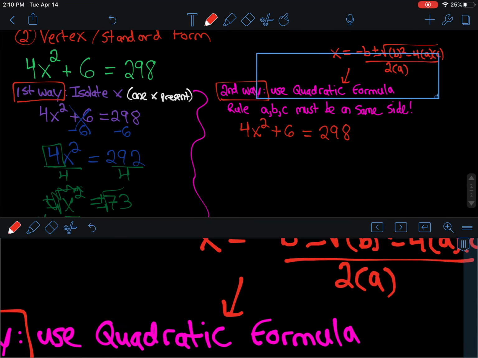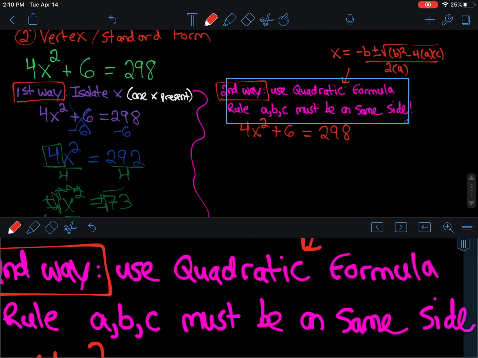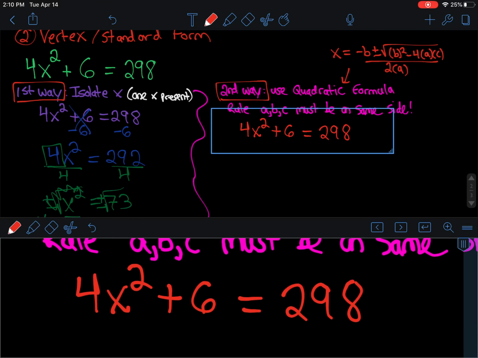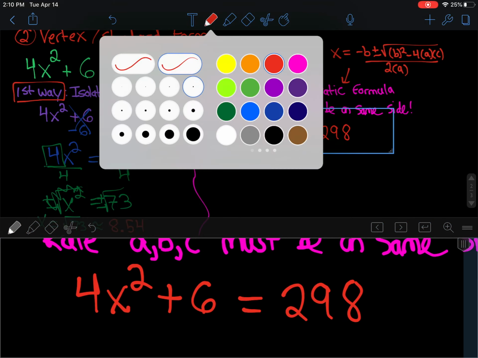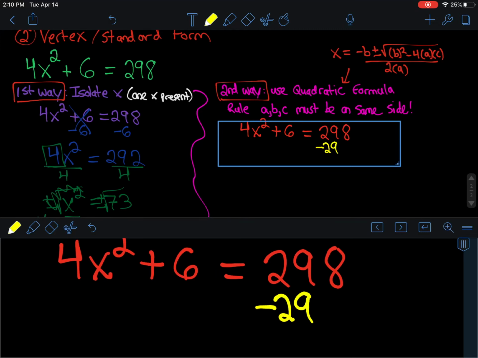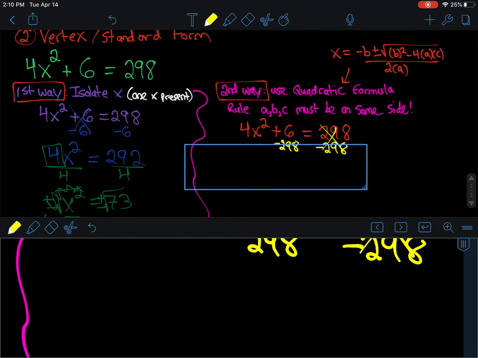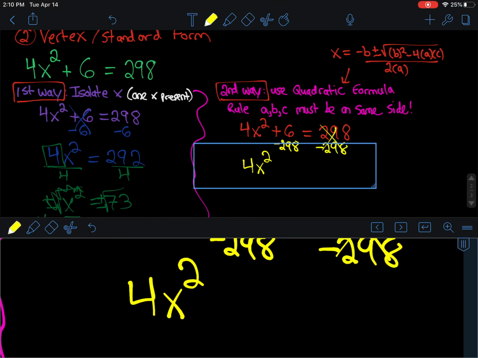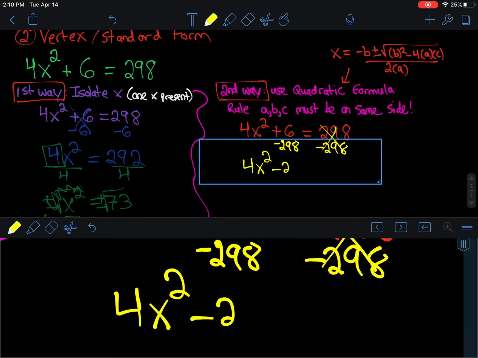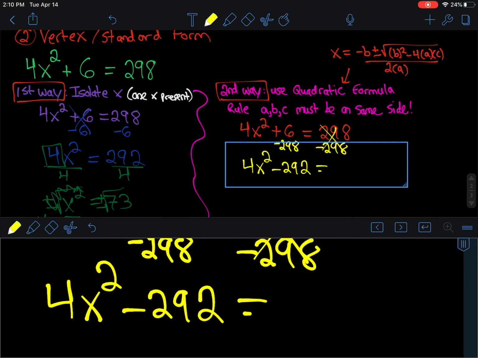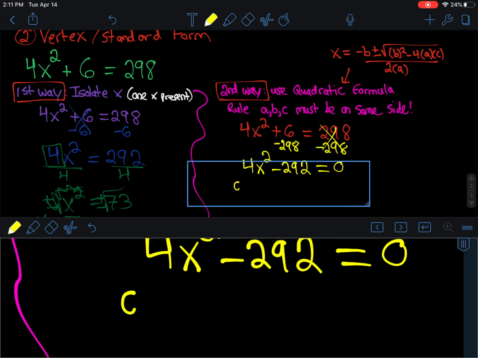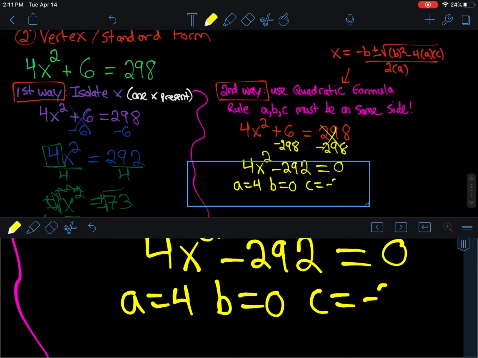Now, this is another way you can do it. You might think, oh wait, I'm just going to use the quadratic formula because I have something that looks like an A right away. If you look at it that way, that means you have to get 0 on one side. You got 4x squared equals, sorry, 6 minus 298 is going to be negative 292, and then this equals 0. Now you've got A being 4, B being 0, C being negative 292.